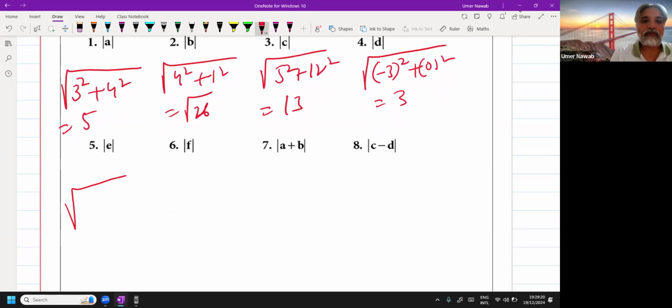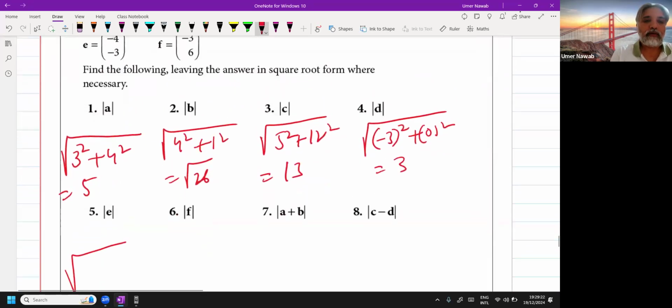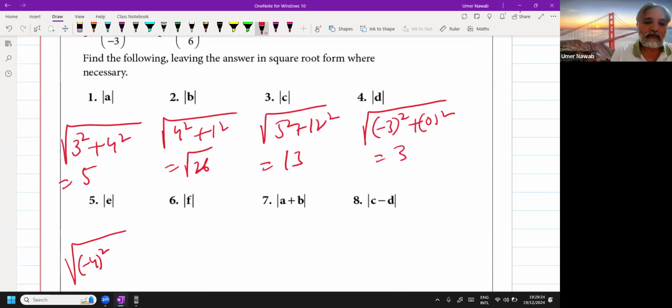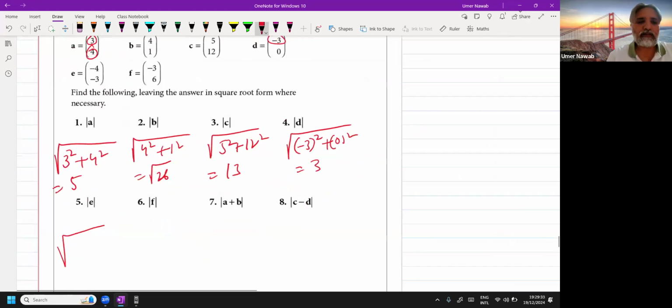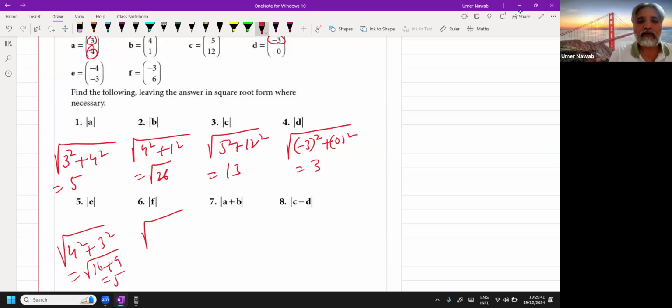Even if my x component or y component is negative, I will ignore the negative sign. Just write 4 squared plus 3 squared. That's the rule. So 16 plus 9, square root of 25, which is 5. And now next is (-3, 6). I will not write -3. I'll just write 3 squared plus 6 squared. So it is 9 plus 36, and 36 plus 9 will give me 45.